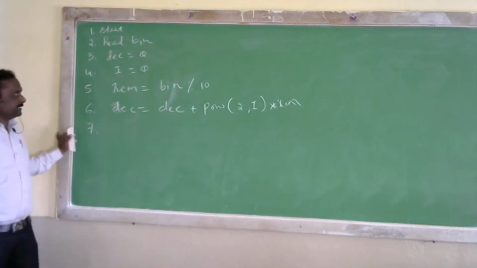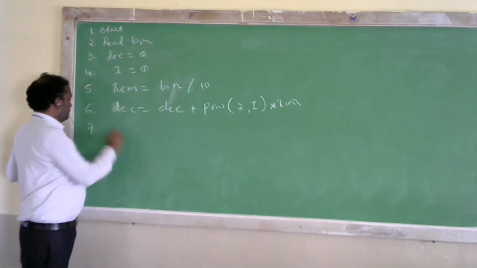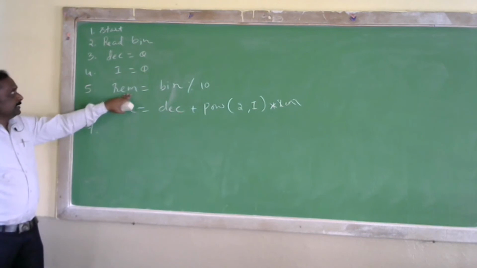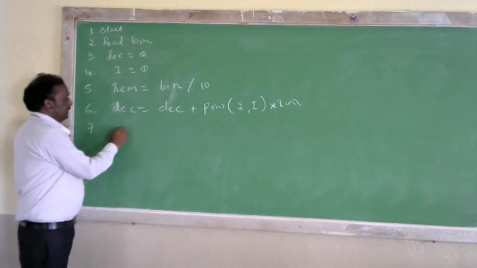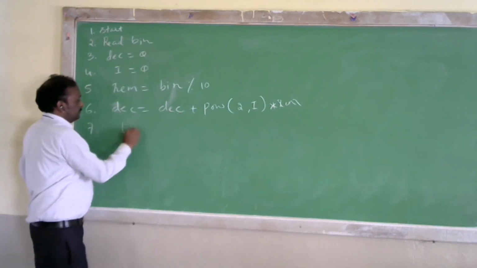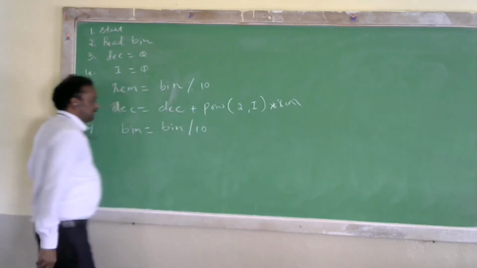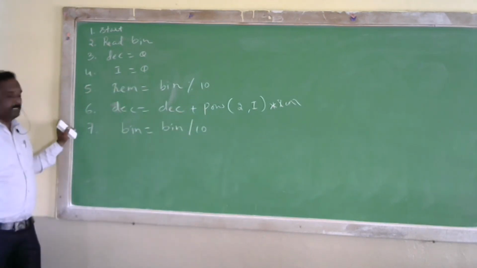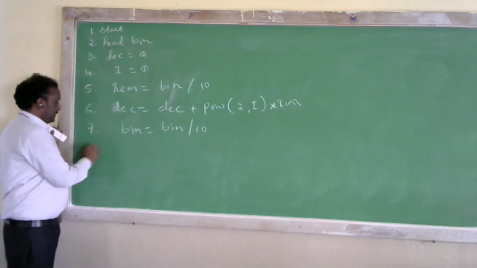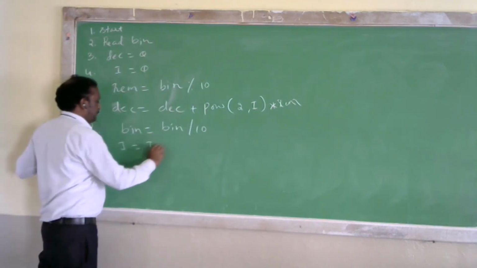Now, what is the next step? Next step is you will divide the binary number. You delete the last digit. Binary is equal to binary by 10. I is equal to I plus 1.